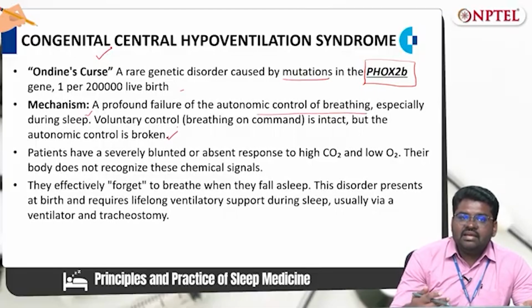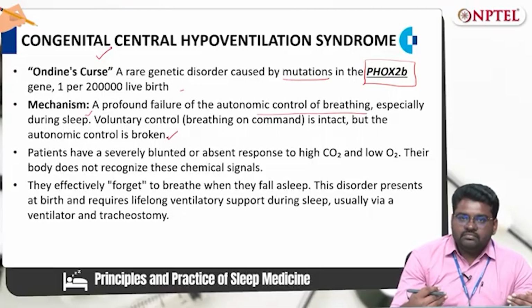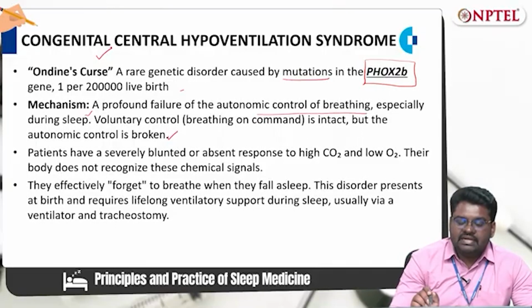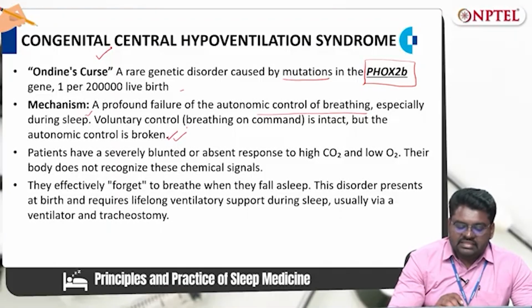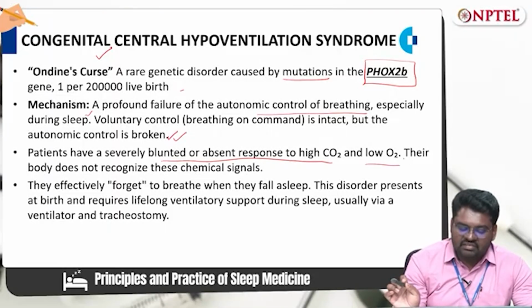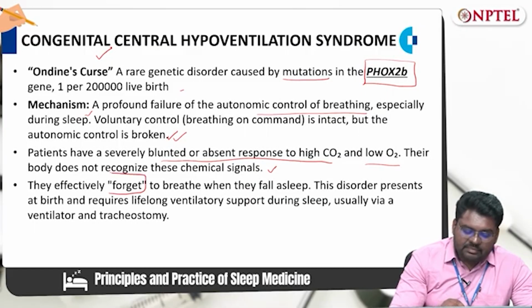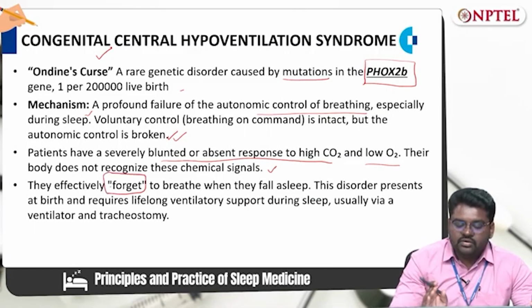So the ventilatory control is intact but the autonomic control is broken. When we are awake, we consciously breathe, we inhale, we exhale. But when we are asleep, this breathing is completely taken over by the autonomic system. In this condition, this autonomic system is completely disrupted, so the patient won't be able to breathe. Patients have a severely blunted or absent response to high carbon dioxide and low oxygen levels. Their body does not recognize these chemical signals. They effectively forget to breathe.